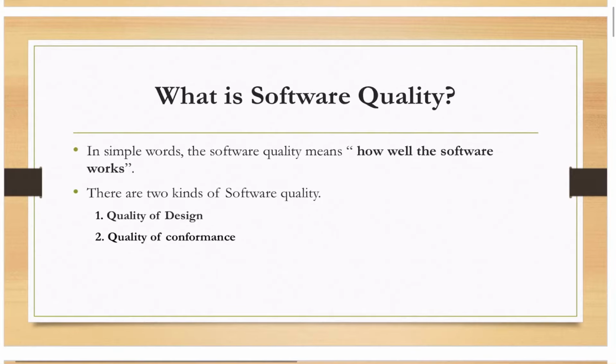What are the definitions of software quality? It means how well the software works. There are two kinds of software quality: quality of design and quality of conformance.